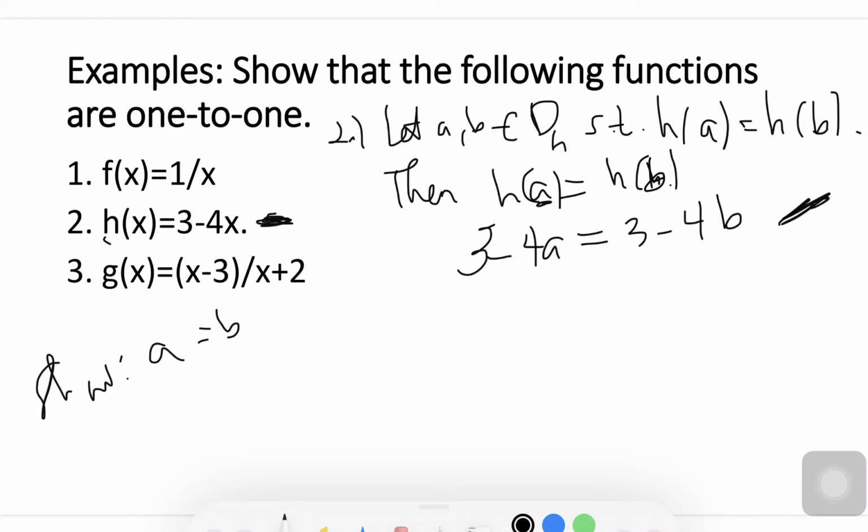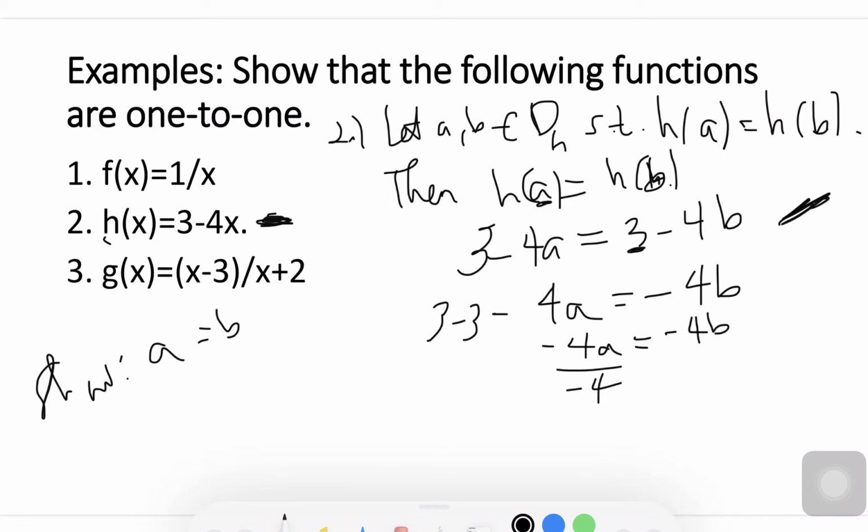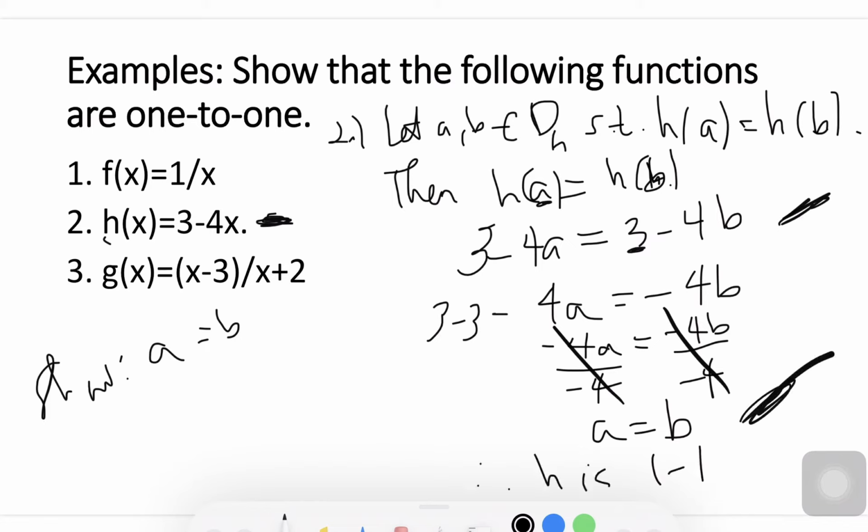So how? Of course, basic algebra, we can transpose 3. 3 minus 3, this one. I transpose this to the left. Then we have, I can transpose, negative 4a, negative 4b. So 3 minus 3 minus 4a is equal to negative 4b. So this is 0, so this is now negative 4a equals negative 4b. Then divide both sides by negative 4. So this is now a equals b. Since a is equal to b, therefore h is one-to-one.